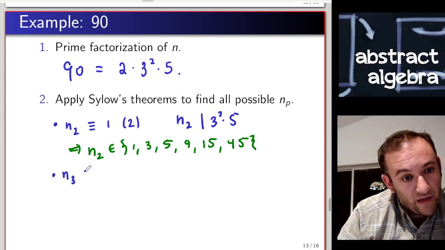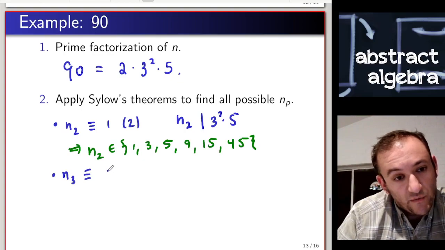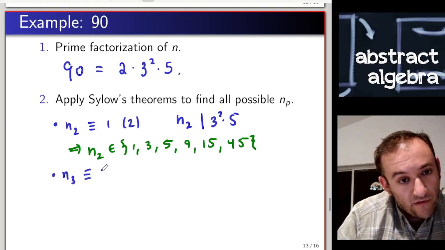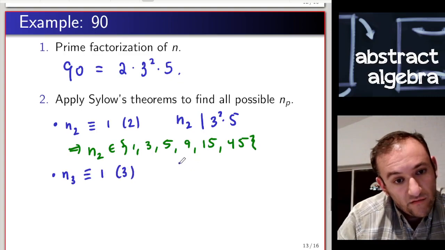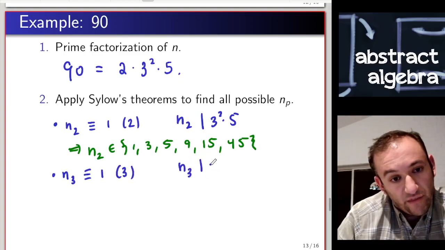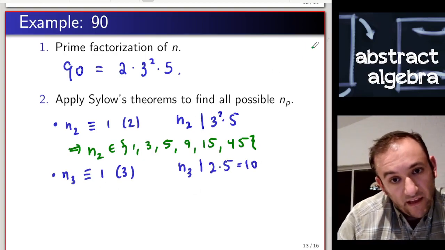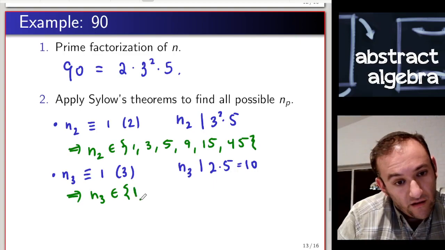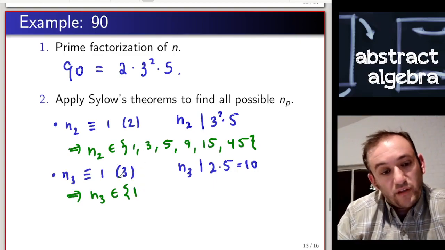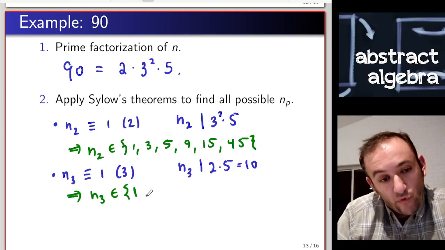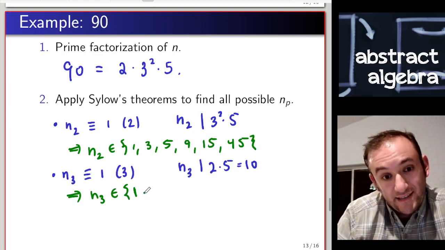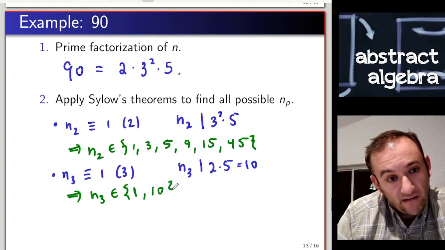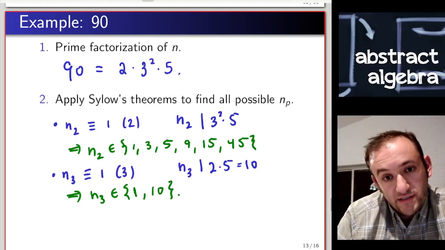As for n3, this is congruent to 1 mod 3, and n3 divides 2 times 5, which is 10. That is a much smaller set of possibilities. We'll have 1, and then the other integers that are 1 mod 3 up to 10 are 4, 7, and 10. That means that 1 and 10 are our only options.